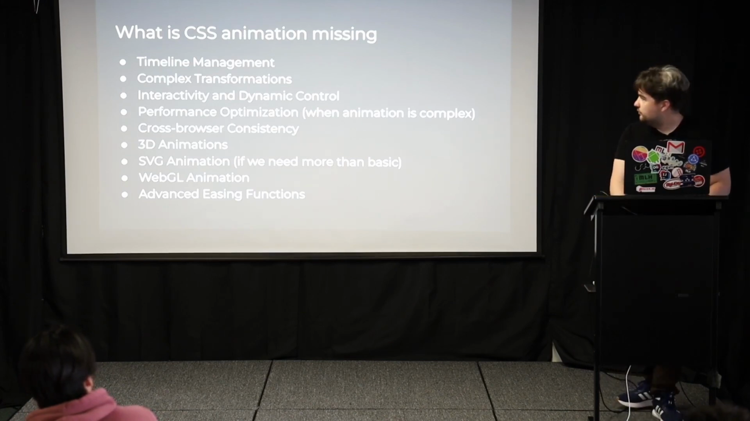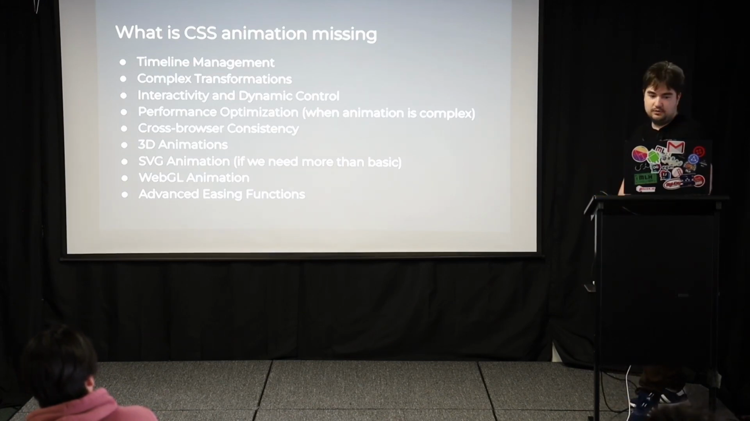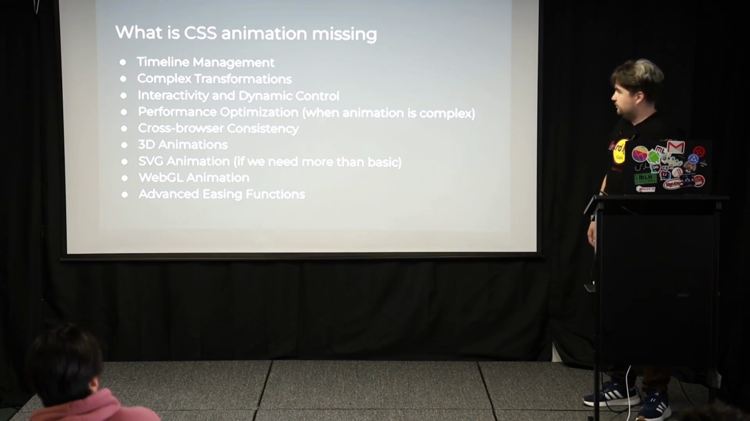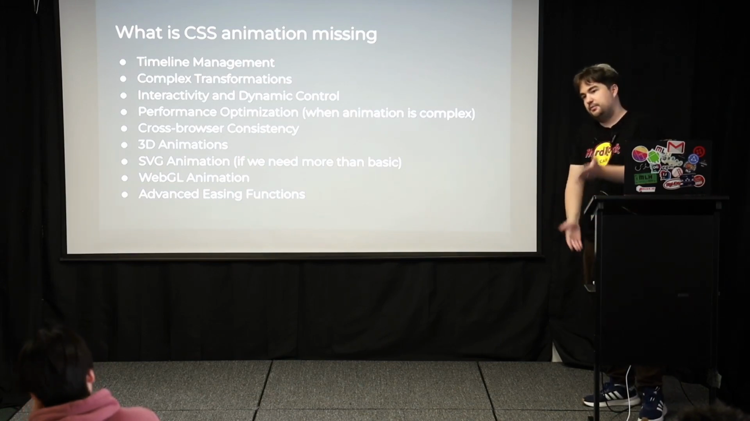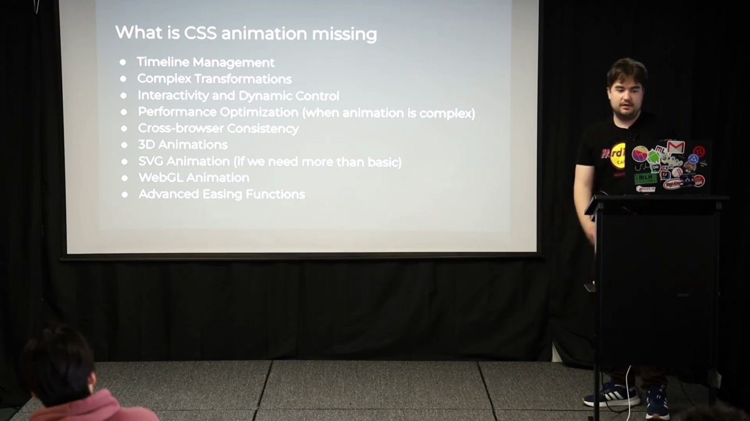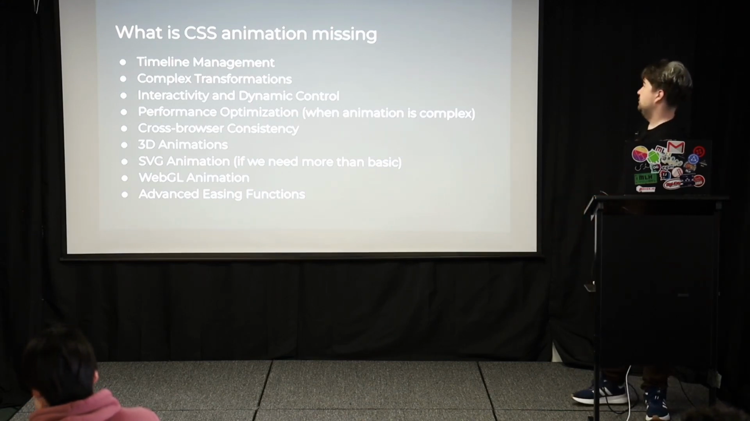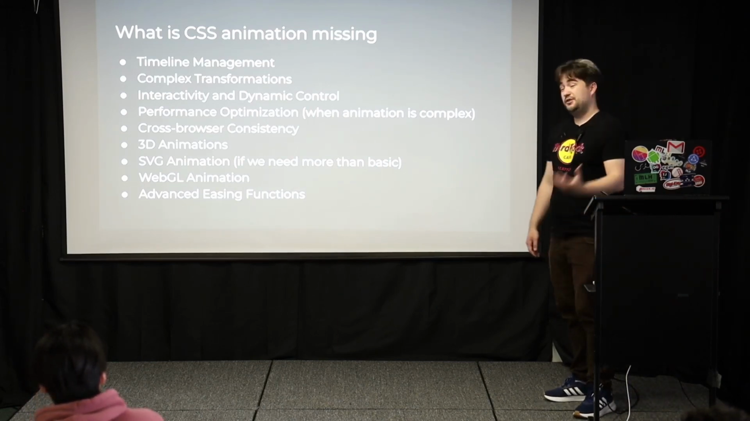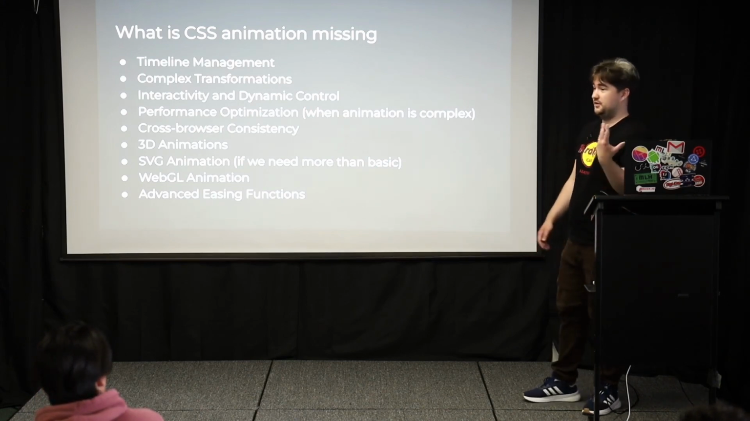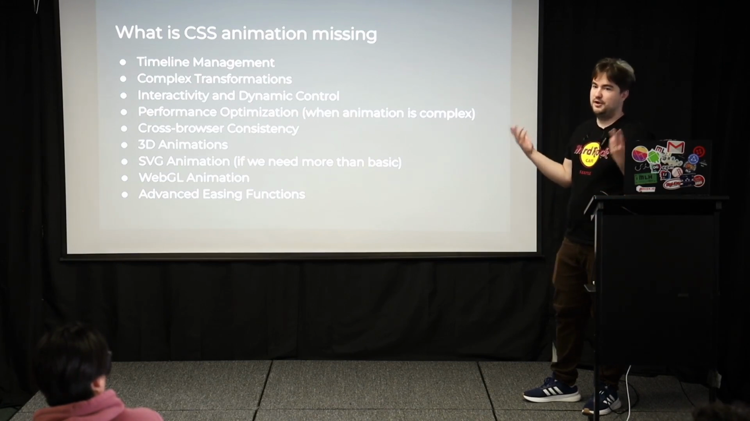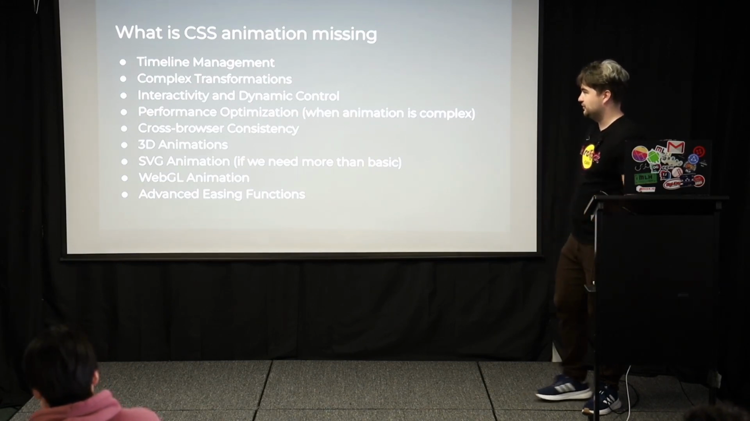So another thing: what is CSS animation missing? Number 1 is timeline management. CSS doesn't really have things like a timeline, where you can pause, stop, or reverse your animation if you need it. CSS doesn't really have that. Complex transformations: that's when you want to use the transform property many times. It's really hard to manage without JavaScript if you want, for example, to apply 10 or 20 transformations using the transform property on one element. It will be really hard for you to deal with that.